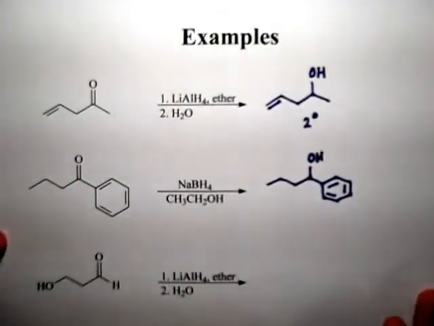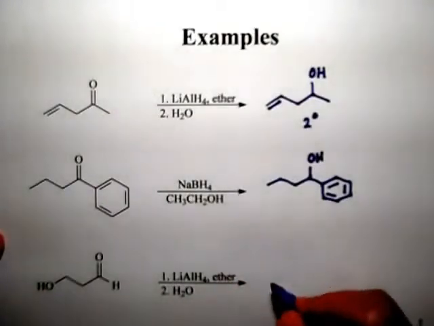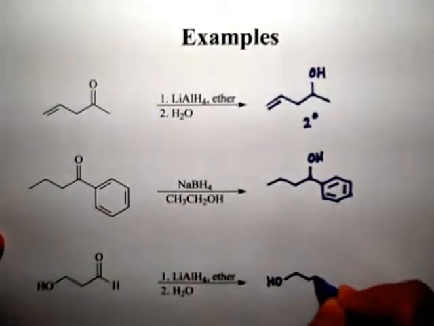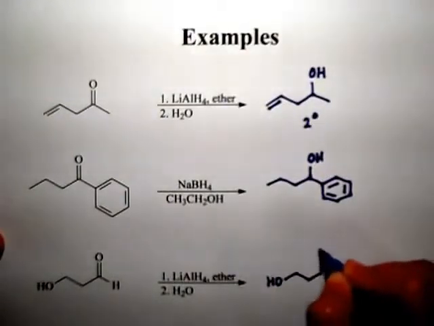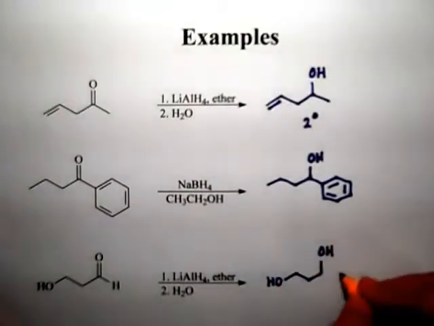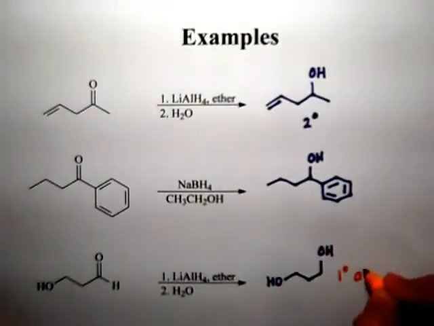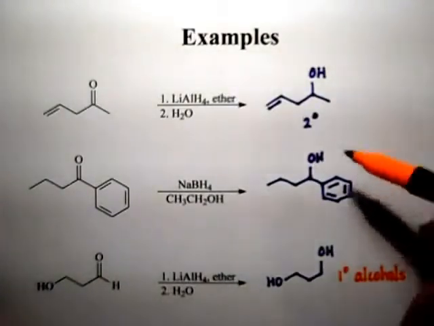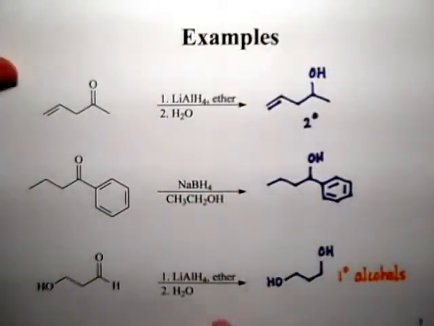The one at the bottom is an aldehyde. And notice that I have an alcohol on the left. Lithium aluminum hydride can only reduce the carbonyl. So it will take that aldehyde to the primary alcohol. So aldehydes are reduced to primary alcohols. Ketones are reduced to secondary alcohols, and we have two examples of that.